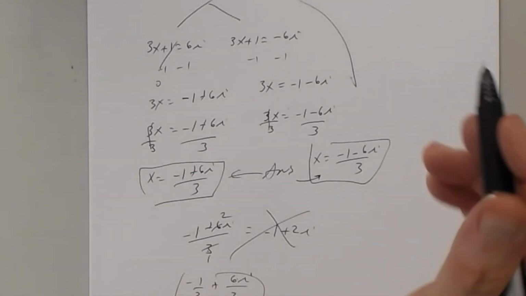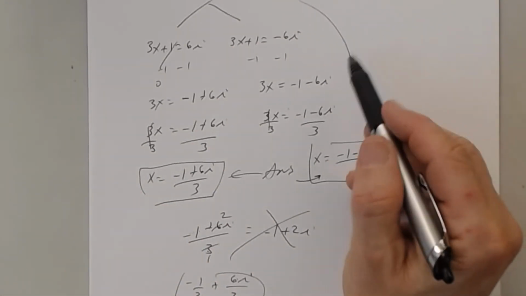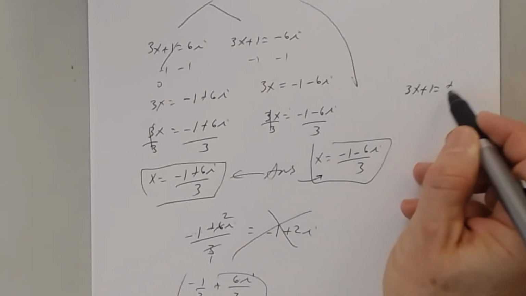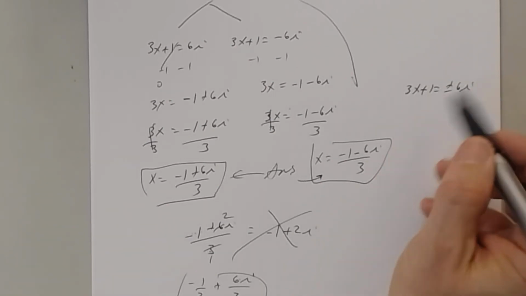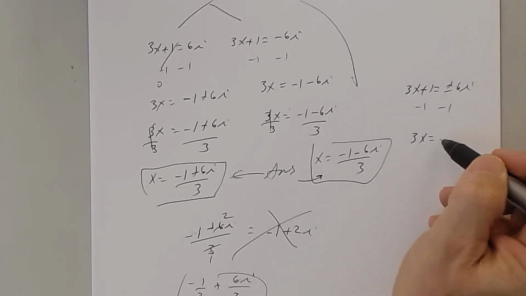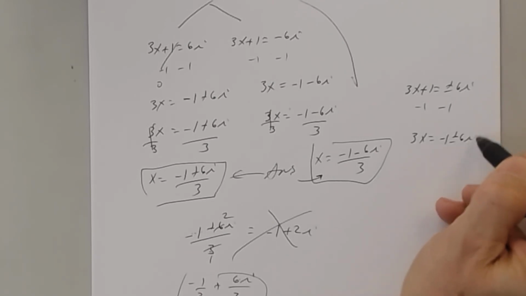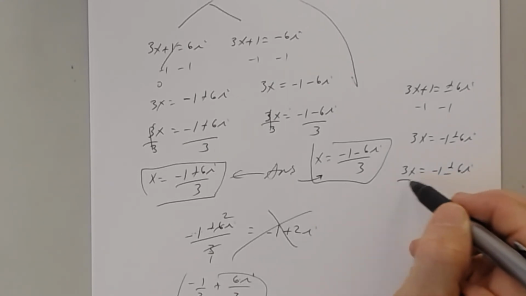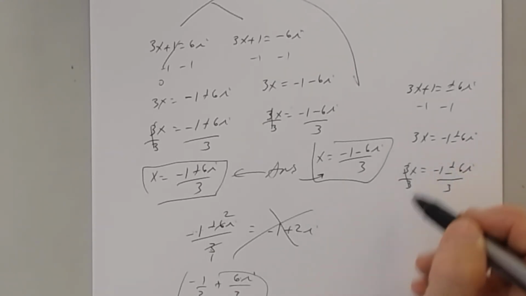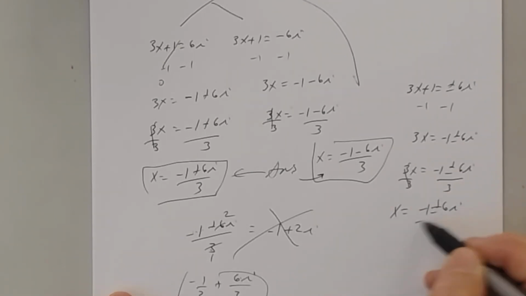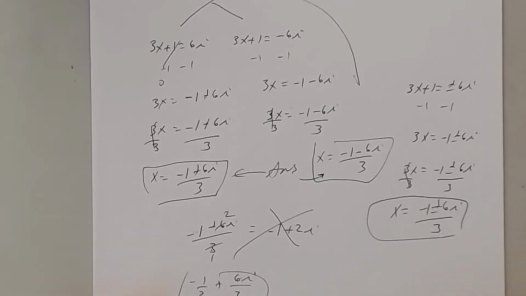But what I'm saying, remember when we did the irrational solutions a while ago? So you can write this as 3x plus 1 equals plus or minus 6i. Leave it as plus or minus 6i. So you're going to subtract 1, and then you're going to say 3x equals what? Negative 1 plus or minus 6i. And then finally divide by 3. And what's your solutions? Negative 1 plus or minus 6i all over 3. Okay, so either one's fine, doesn't matter.